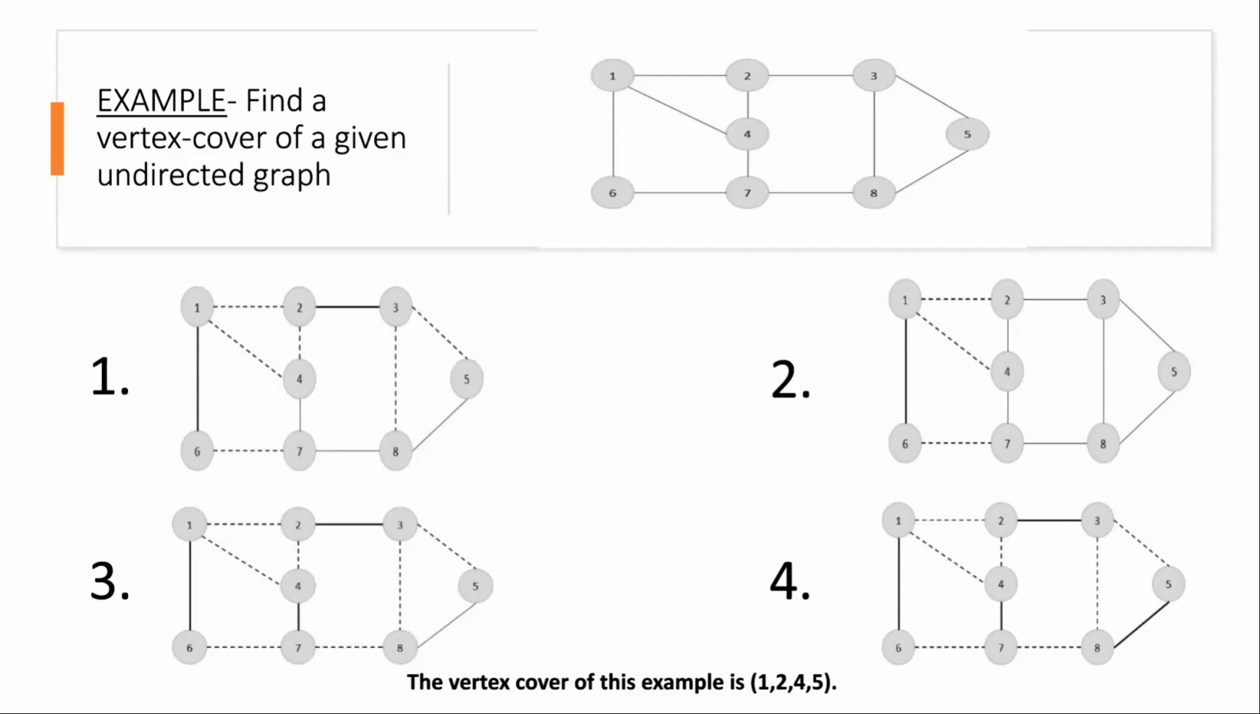Next, in step number 2, we choose another arbitrary edge. In this case, we've chosen the edge 2 and 3, and we eliminate all the edges which are either incident to vertex 2 or vertex 3. In step number 3, we select the edge 4 comma 7 and do the same process. In step number 4, we are only left with vertices 8 and 5, and therefore we get the vertex cover of this graph as 1, 2, 4, 5.